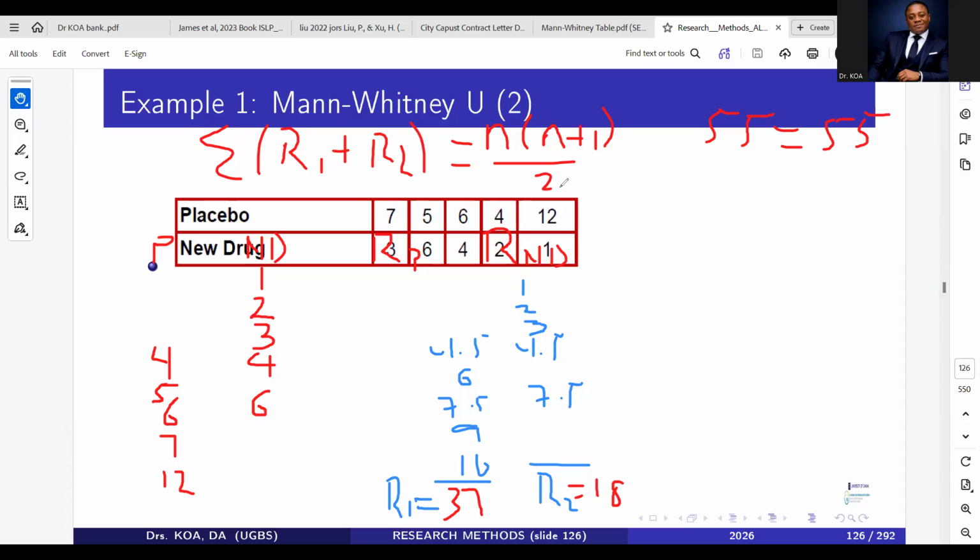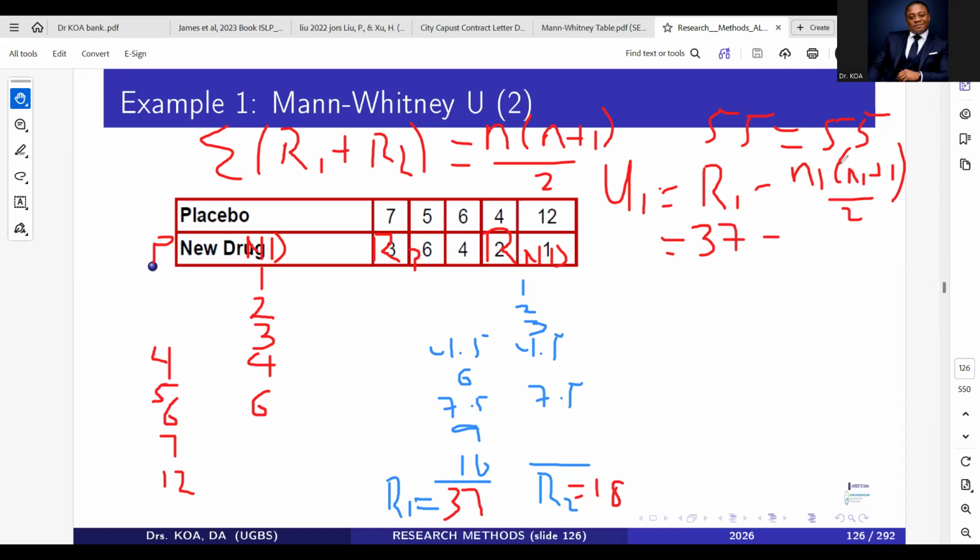Now, you know which one is rank 1 and which one is rank 2. What is the next thing? The next is to calculate the U statistic for both. The U statistic is given by R1, that is the total of this, minus N1(N1+1)/2. And you do the same thing for the second one. So take the first rank, R1. What is our R1? 37. So you write 37 here.